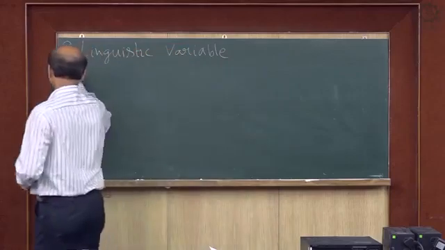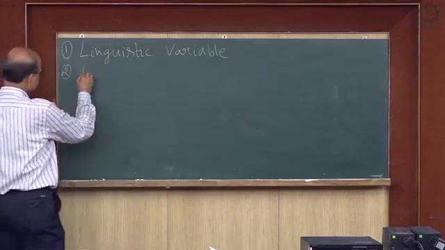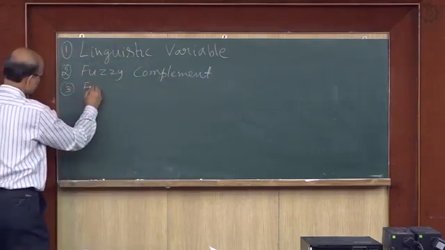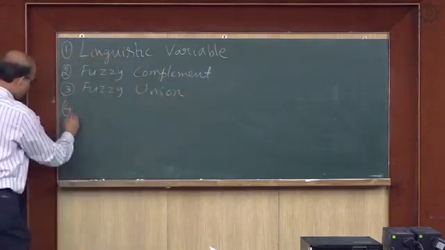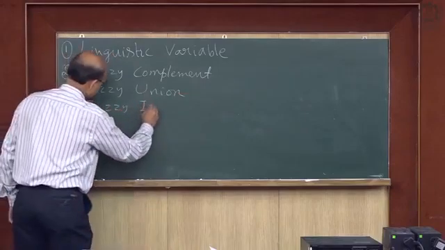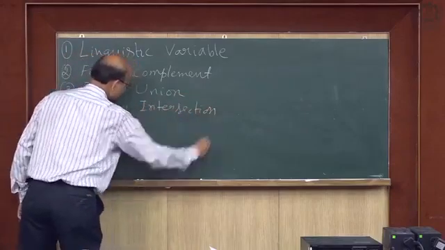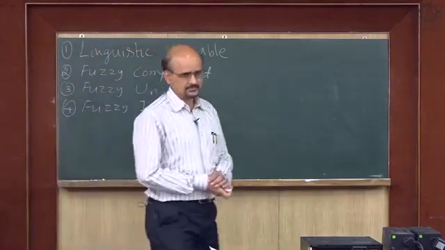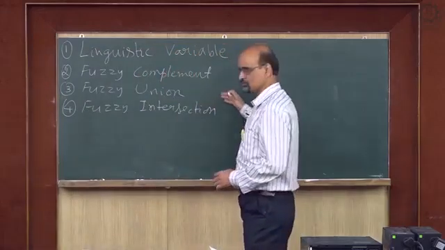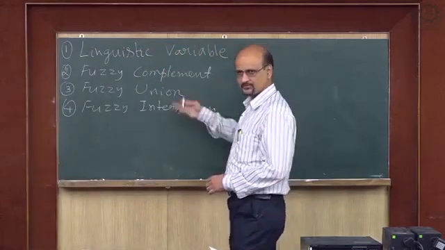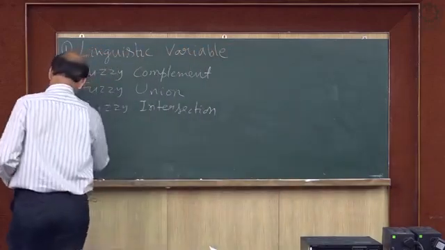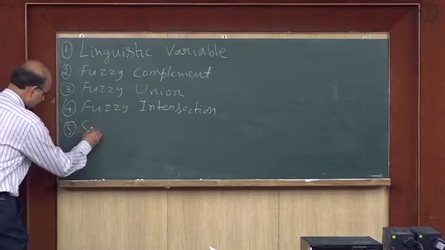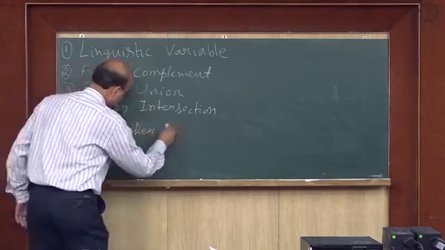and then again I will define the fuzzy complement, fuzzy union and fuzzy intersection in terms of function. So, these three, fuzzy complement, fuzzy union and fuzzy intersection, I will show in terms of function. And lastly, we will do disjunctive addition, some other operation.